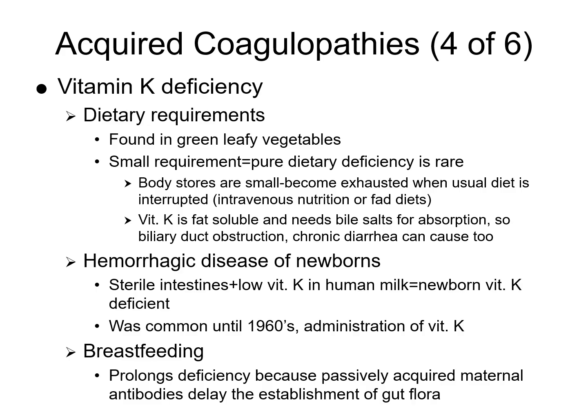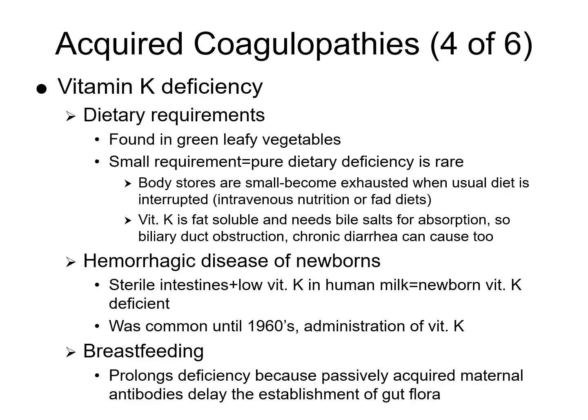So, hemorrhagic disease of the newborn. Newborns are particularly vulnerable to vitamin K deficiency because they have sterile intestines at birth. There is no bacterial synthesis of vitamin K happening, and there's also low vitamin K content in breast milk. Before the 1960s, hemorrhagic disease of the newborn was a common cause of bleeding in neonates, but now there is routine administration of vitamin K at birth, and this has dramatically reduced its incidence.